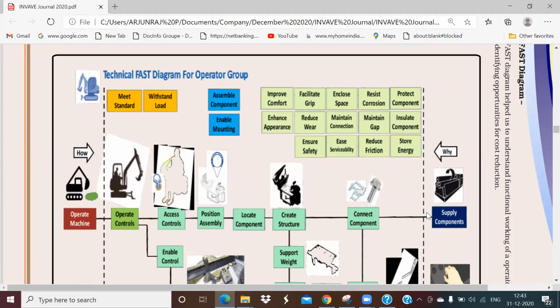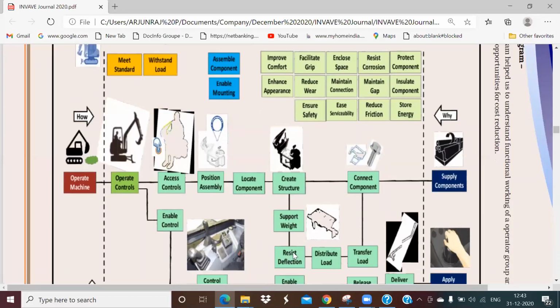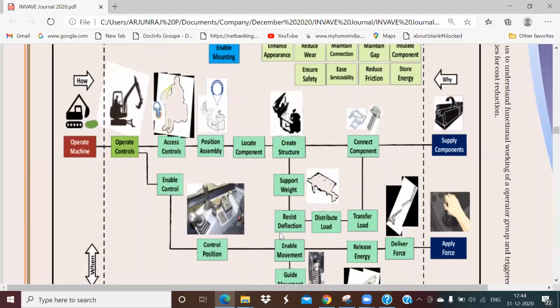Okay, so I'm going to supply component to connect components to create a structure. Why? When I'm creating structure, I am also supporting weight. I am also resisting the deflection. I am resisting deflection, load, and transferring load.